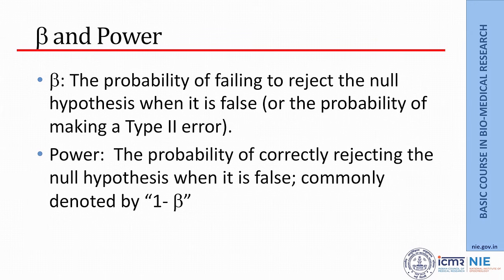The next are beta and power. Beta is the probability of failing to reject the null hypothesis when actually it is false. So, if something is false, you have to reject it, but you accept it. The probability of making this error is called a type 2 error, and the complement of this, that is 1 minus beta, is commonly denoted as power, which is a correct decision, and that is the probability of correctly rejecting the null hypothesis when it is false.